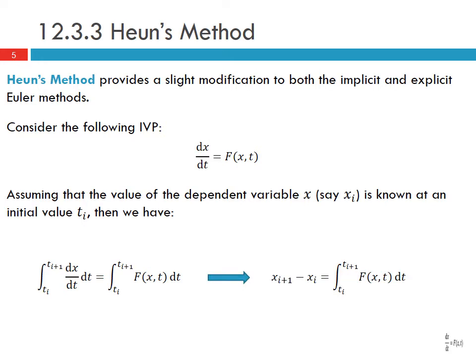If we do the integral on the left-hand side, the integral of dx/dt is just x, and then we evaluate at the limits of integration, t_{i+1} and t_i. So x at t_{i+1} is equal to x_{i+1}, by how we've defined it. We get the expression shown here on the right: x_{i+1} minus x_i is equal to the integral of f(x, t) dt.